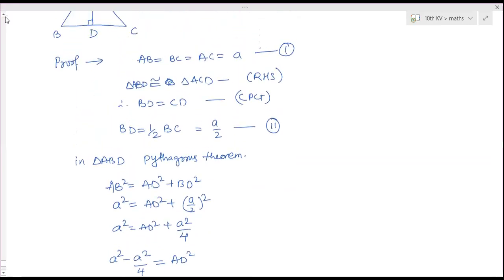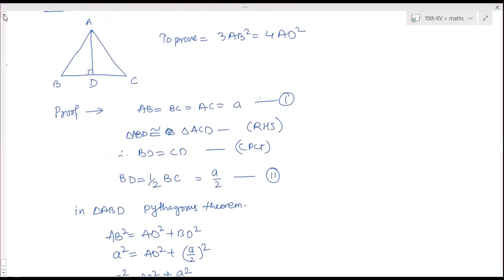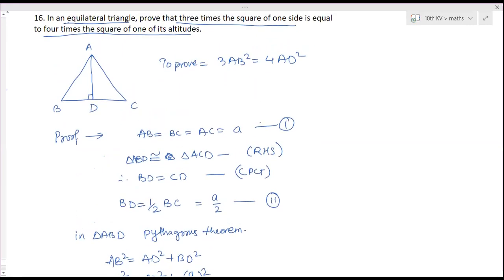Understood? Yes, ma'am. Yes, ma'am. Then write down.